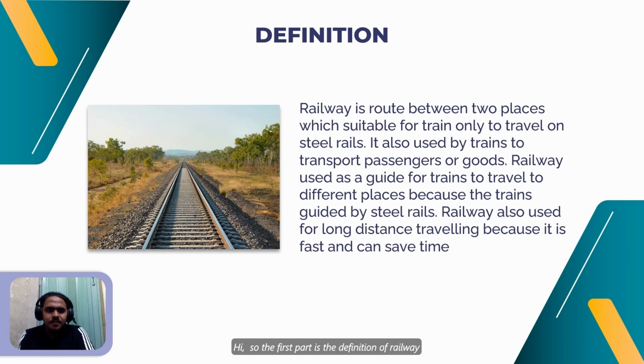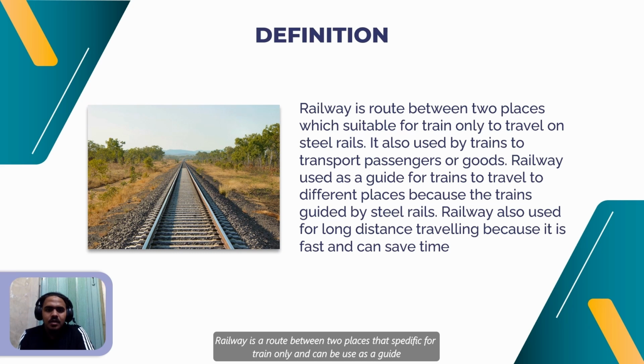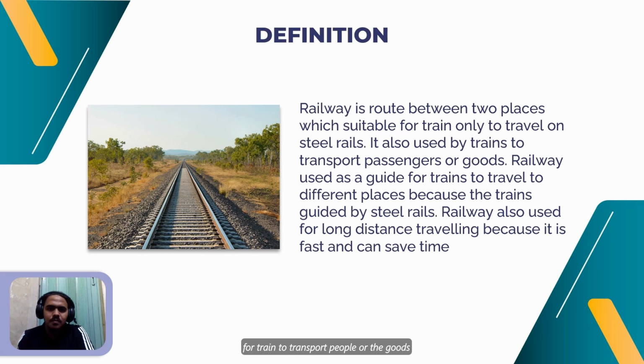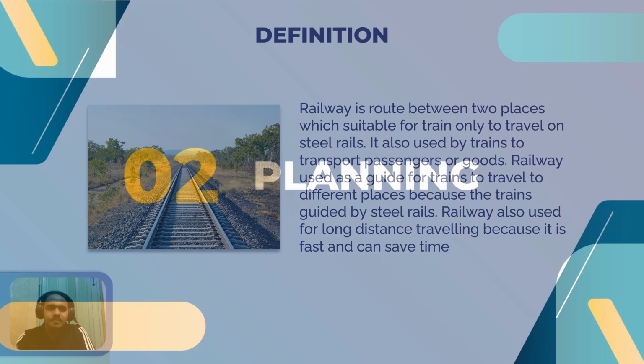Hi, so the first part is the definition of railway. Railway is the route between two places that is specific for trains only and can be used as a guide for trains to transport the people or the goods.